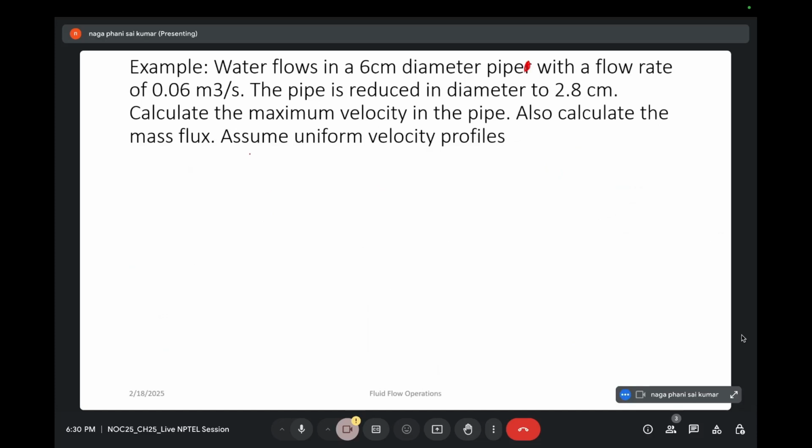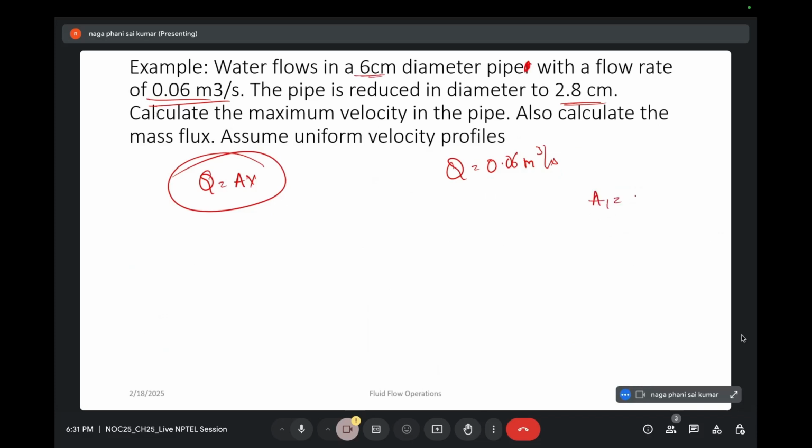Same thing. Q will be equal to area into velocity. This doesn't change, so the volumetric flow rate is constant. Q is equal to 0.06 meter cube per second. They are changing the diameter of the pipeline. Initially A1 will be pi d square by 4, that is pi by 4 into (6 into 10 power minus 2) whole square. This is area 1, and area 2 is pi by 4 into (2.8 into 10 power minus 2) whole square.